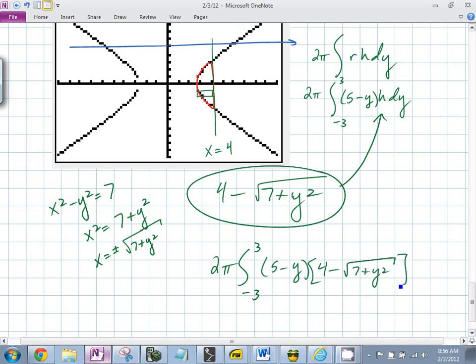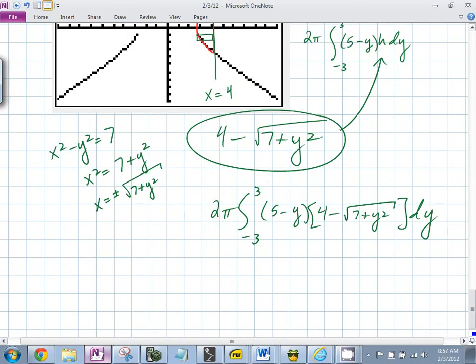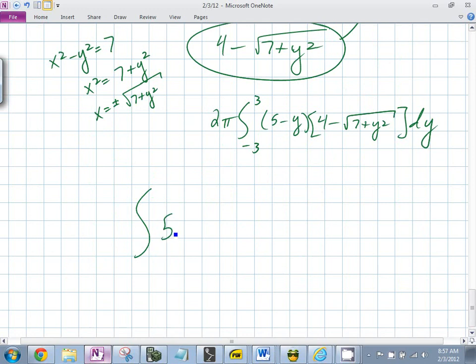Now they said set this up. They said do not solve. Why? Yeah, you can't. Because when you multiply this out, you're going to end up with a 5 times the square root of 7 plus y squared. So it really comes down to, can you integrate that? No, you can't. You think you might be able to use u substitution, but there's no y on the outside to cancel out, right? You have a y squared on the inside, so you better have a y to the first degree on the outside being multiplied, or you're sunk. So are you sunk on this one? Yes.